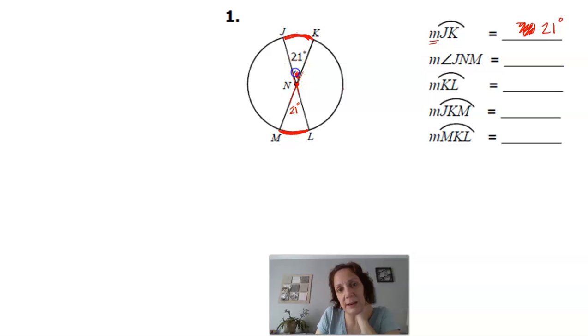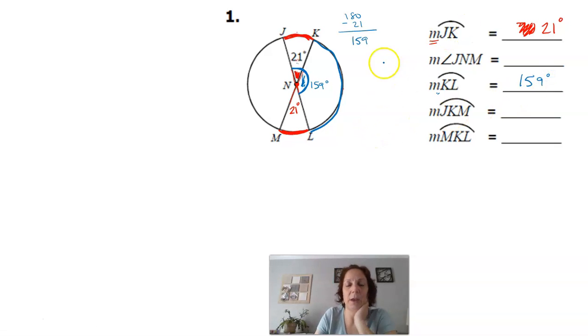Let's go with the 180 idea. On a straight line, this has to be 180 degrees, right? This part's 21. Let's figure out what this part is. That would be 180 minus 21. So 160, 159. So this angle right here has to be 159 degrees. So that means this arc is 159 degrees. They did ask us that. Look, measure of arc KL, 159 degrees. Okay. Now again, look, if this is 159, the angle across from it is also 159.